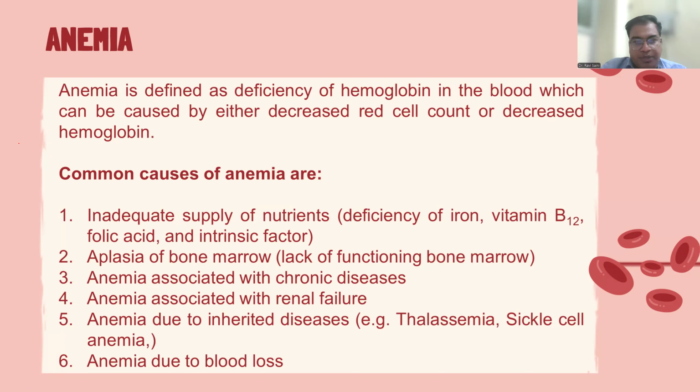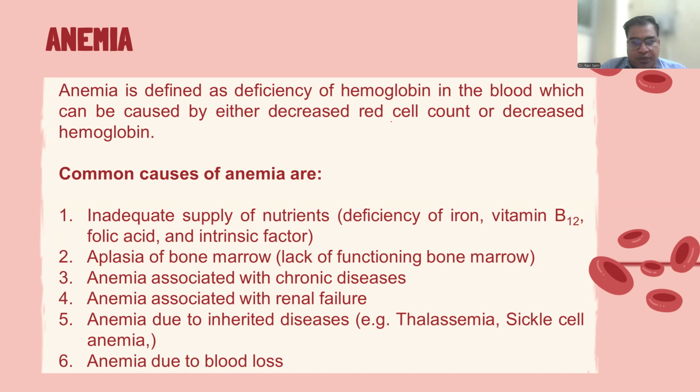So basically anemia is defined as a deficiency of hemoglobin in the blood, which can be caused by either decreased red cell count or decreased hemoglobin. So basically deficiency of hemoglobin is called anemia. That deficiency could result from a direct decrease in the hemoglobin, or it might be possible that the number of RBC is decreased, which will indirectly lead to decreased hemoglobin content.